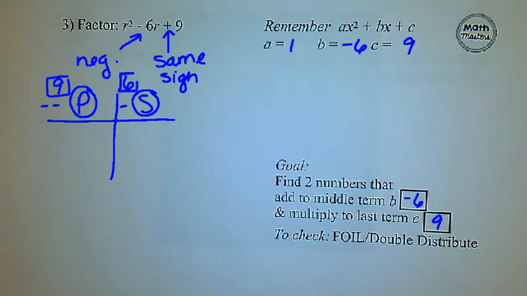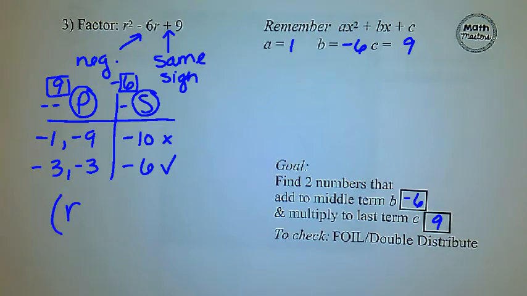All right, so factors of 9. So negative 1 and negative 9. Also, you don't have to do this chart every time. If you can do this in your head, more power to you. Okay, negative 3 and negative 3 equals, oh, that should be a negative 6. Okay, so a negative 6, so that works. Okay, so I get r minus 3, minus 3.